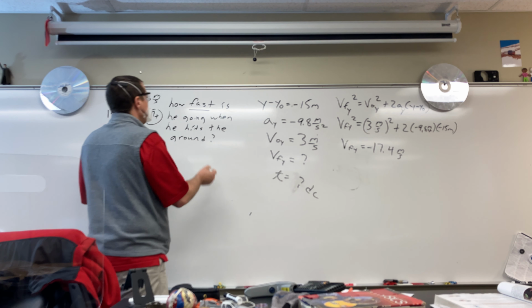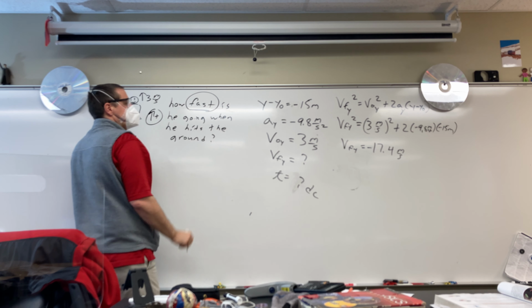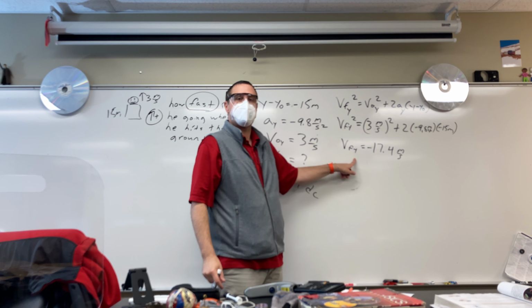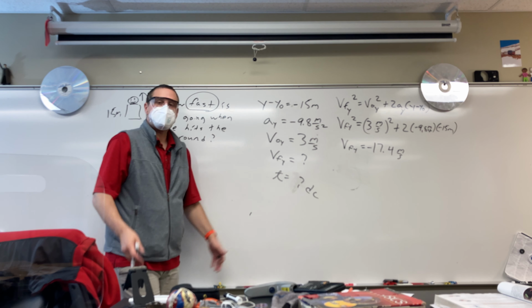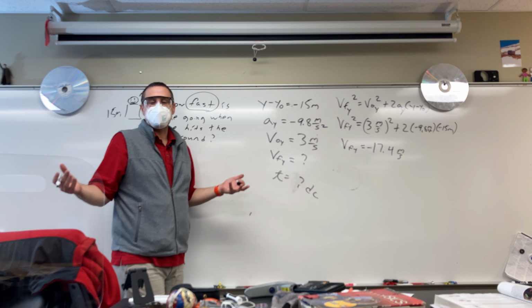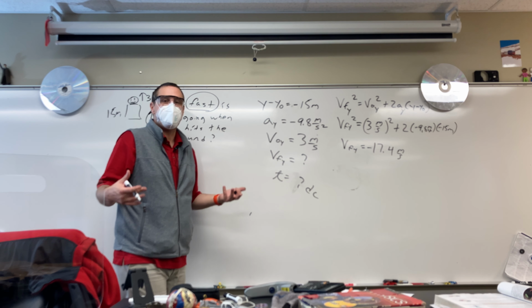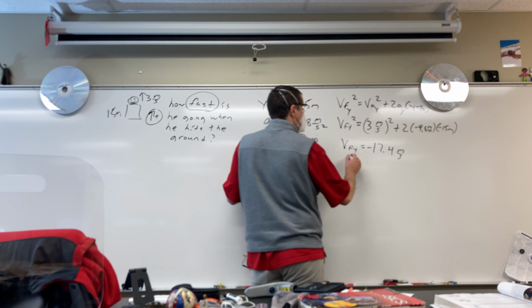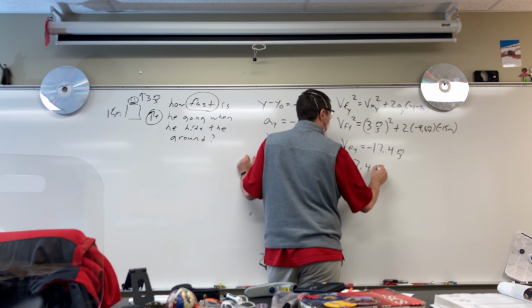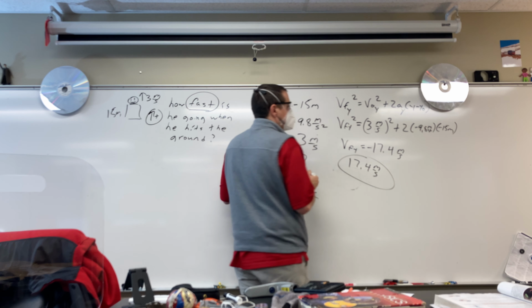Now, the question said how fast. It did not say find the final velocity. So what do we do? Just take the absolute value. Drop the information on the sign or the direction of the vector. So my final answer will just be 17.4 meters per second.